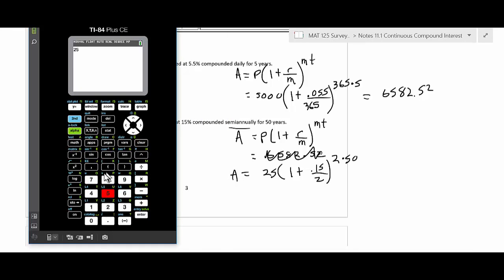Okay, that sounds pretty reasonable. And 50 years is a long time, so you're going to be making a lot of interest on that. So then you would have 1 plus 0.15 over 2. Okay, close parenthesis, and then 2 times 50 is 100. If I can do something in my head, I just do it in my head. Okay, whoa.